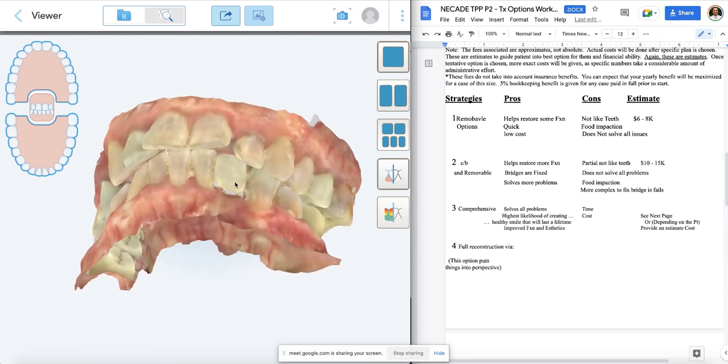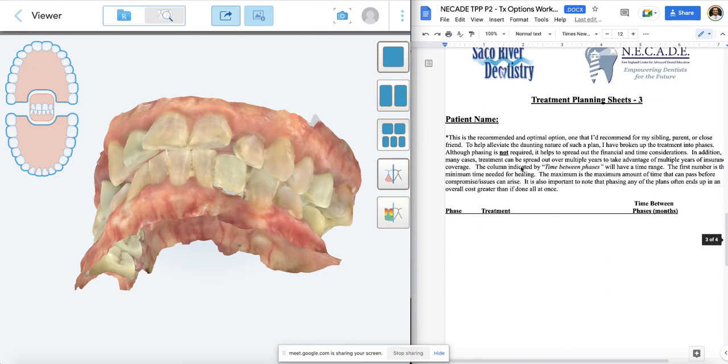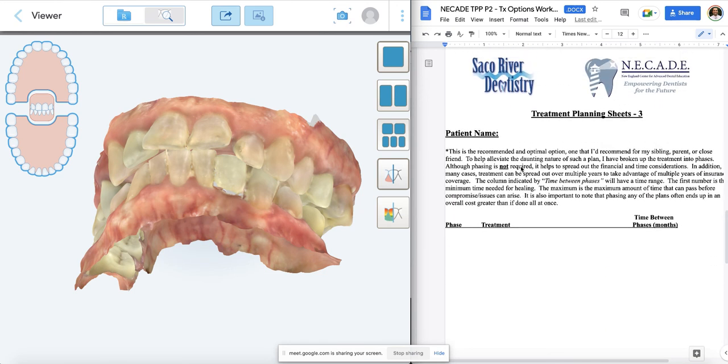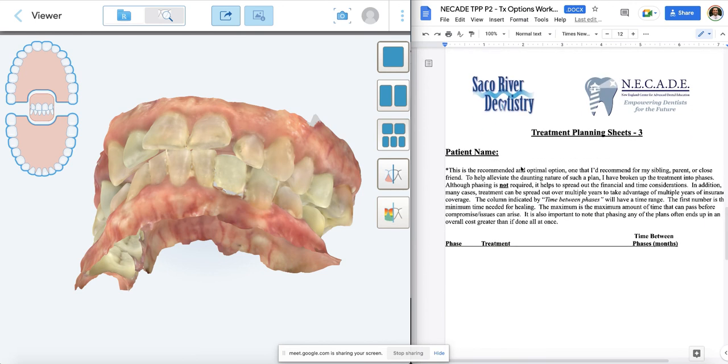We talked about this Maryland bridge here. Really, we would like to place an implant. All right, so that was page 2 of our treatment plan workup. Page 3 is the following. How do we phase this? So in my initial workup, I always do a phase plan for a patient.